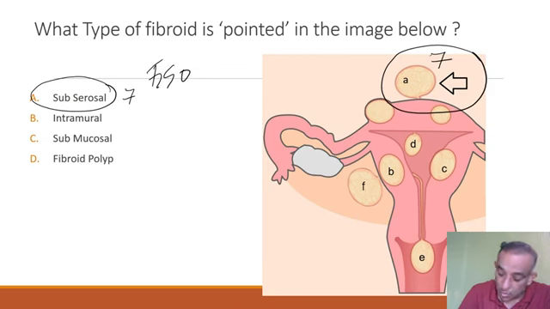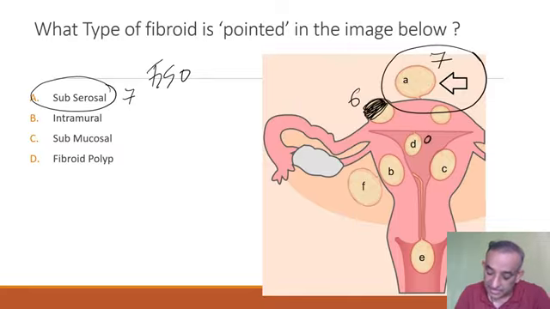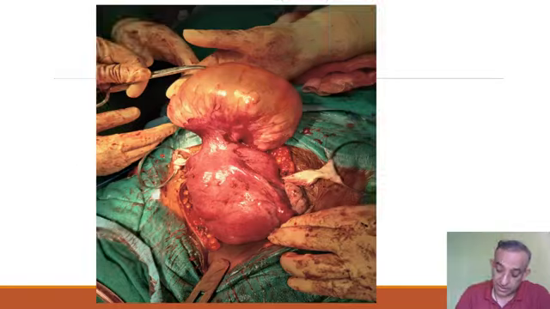This is more in the serosa and less in the muscle. This is type 6. And this one is a type 0, the one which is hanging here. So you have to know these fibroids, the classification by FIGO. This is the subserosal fibroid which I've shown you here. See a picture of a subserosal fibroid here.